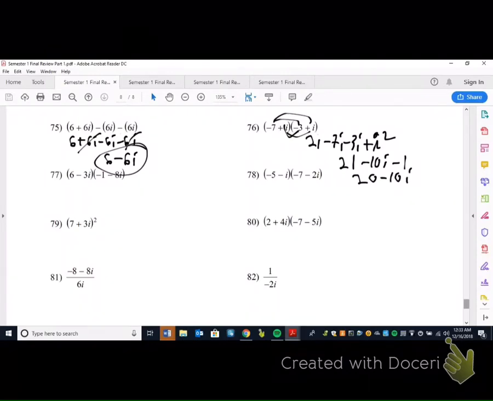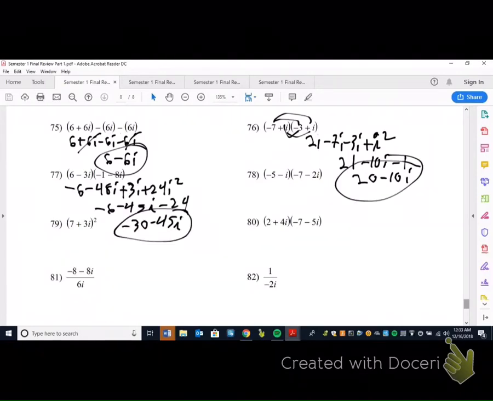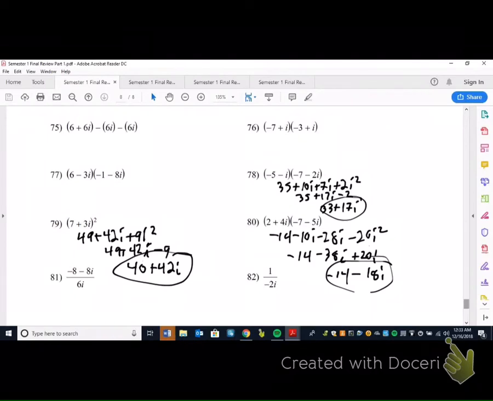And then 77 on, it changes. Now 77 through 80, we're going to FOIL these out. The problem here is that when we FOIL like 3i times 8i, we're going to get 24i squared. Remember, i squared is negative 1. So that's how 77 would look. 78, 79, 80.